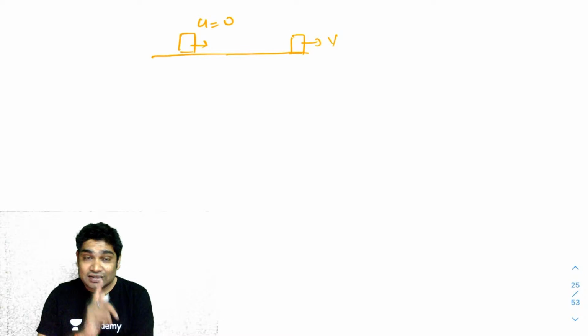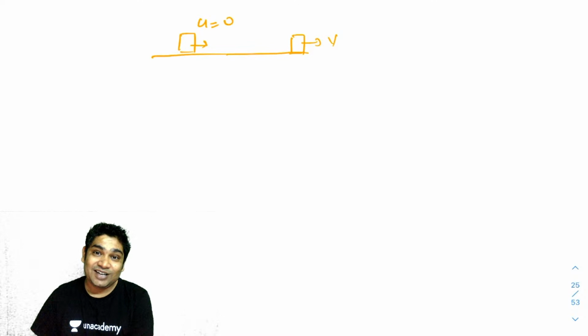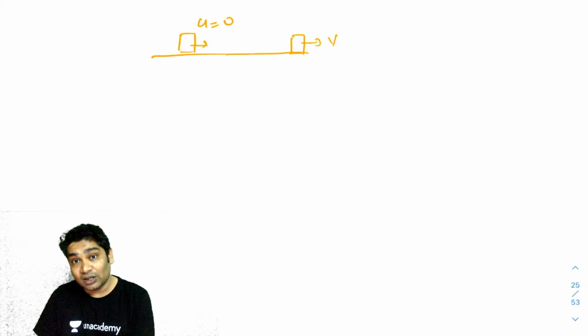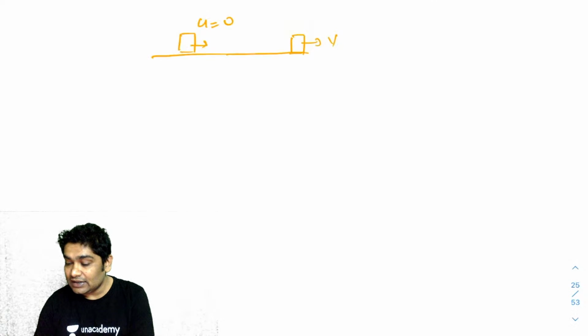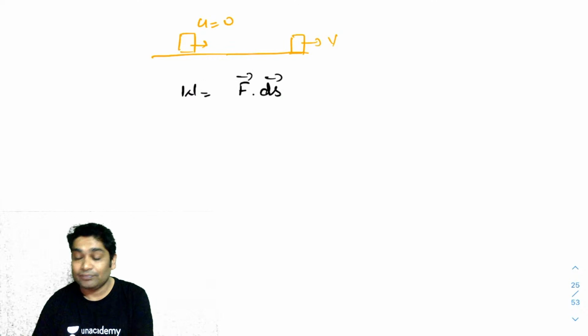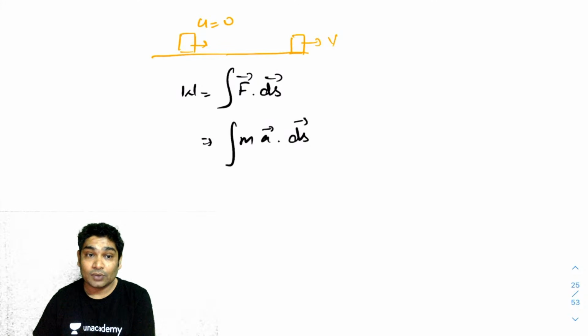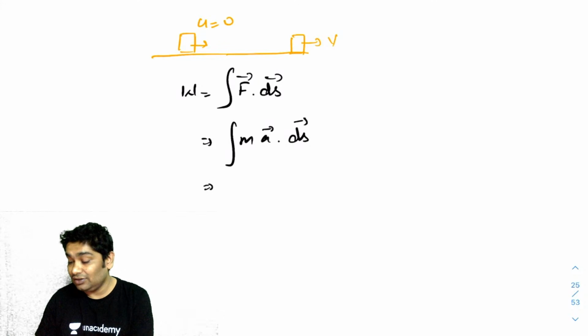Now you realize somebody must have done some work on it in order to cause this motion. It gained speed, so work must have been done on it. How much work must have been done? We can think about that. Work would be the integral of F dot ds. Now F would be ma, so the integral of ma dot ds. Now you will also realize that a can be written as dv over dt.